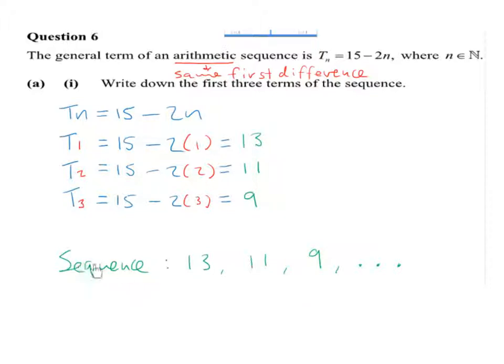So now I can write out my sequence: 13, 11, 9, dot dot dot, to indicate that my sequence continues on. So let's check, is it arithmetic? To get from 13 to 11, I'm minusing 2. And to get from 11 to 9, I'm minusing 2 again. So yes, the first difference is the same, so it is arithmetic.